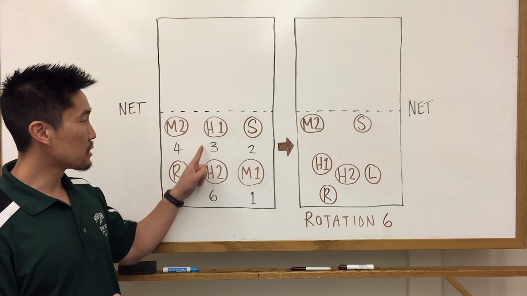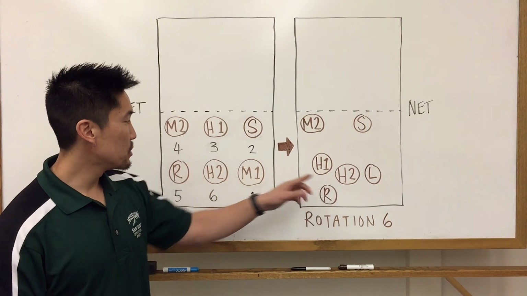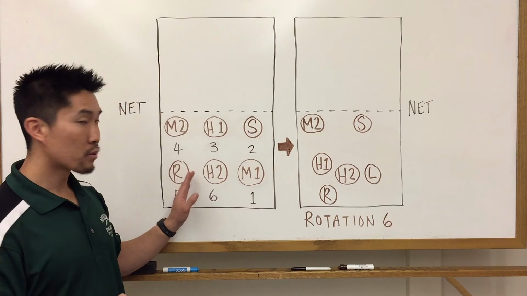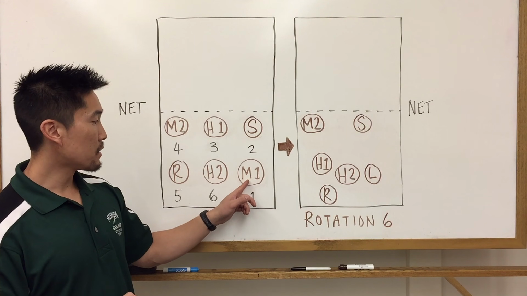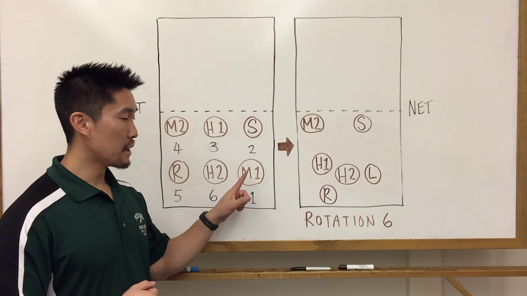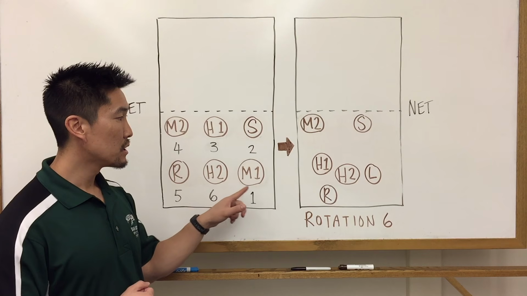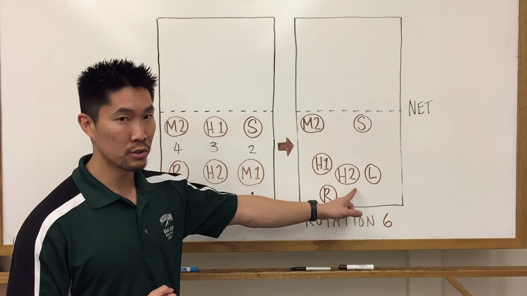The H2 is restricted by the H1, right side, and the M1, so the H2 needs to stay behind the H1, to the right of the right side, to the left of the M1 or the libero. The M1 or the libero is restricted by the setter and the H2. So here you'll see that the libero is behind the setter and to the right of the H2.